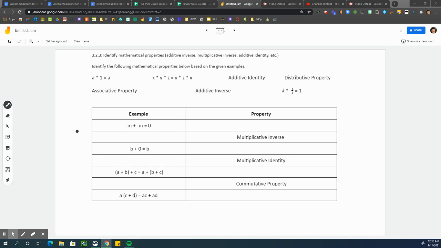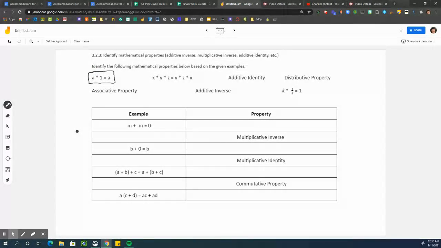3.2.3, identify mathematical properties. That is the additive inverse, multiplicative inverse, additive identity, etc. Identify the following mathematical properties below based on the given examples. So the first one that we're going to look at is a times 1 equals a. So this is definitely going to be an example and not a property.